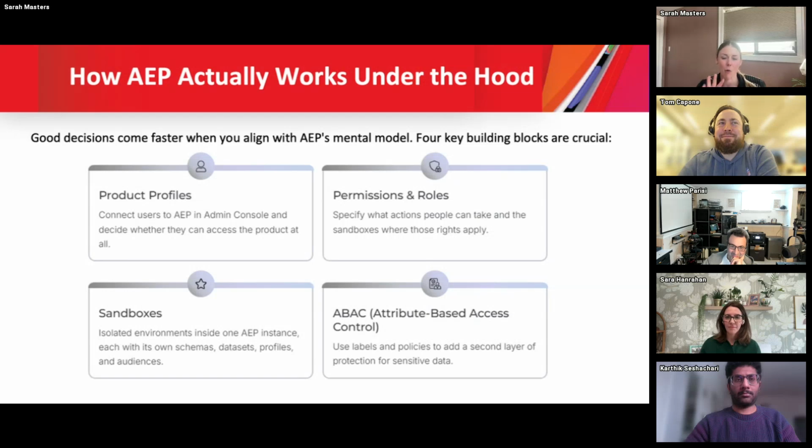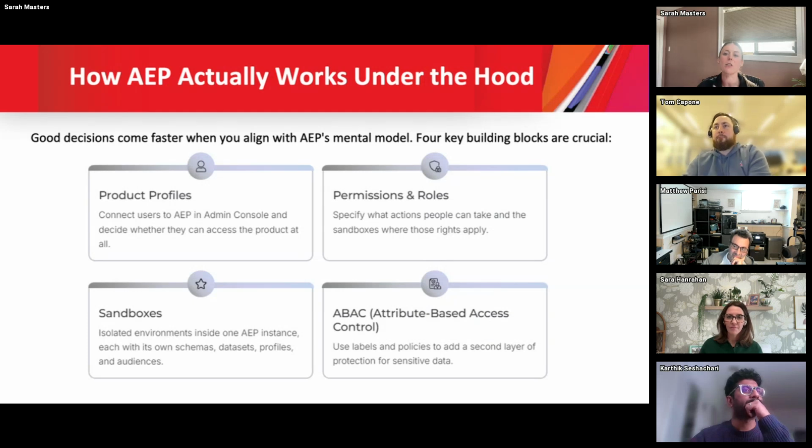AEP revolves around 4 building blocks. First, we have product profiles. Then we have roles and permissions. Then there's sandboxes, and then ABAC policies. And you can kind of think of it as a sequence. Product profiles decide who's allowed in. Roles define what they can do. Sandboxes decide where they can do it. And then ABAC adds that extra filter on which data they can touch. So once you see access issues through that lens, it should make this much easier, especially if you have to diagnose why something is failing.